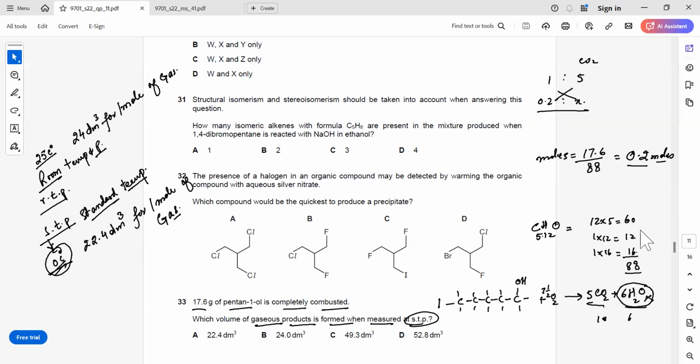One. So it will give us 1 mole. So 1 mole will occupy how much volume? 22.4 dm cube. So the answer in this case is A, right? Okay, now next question.